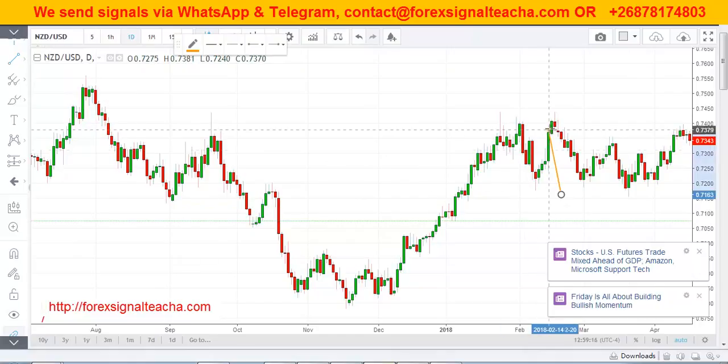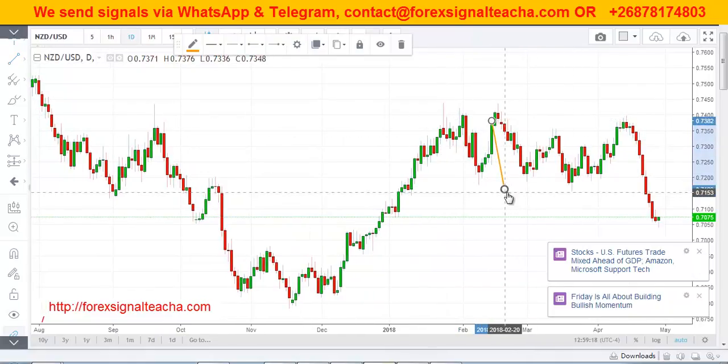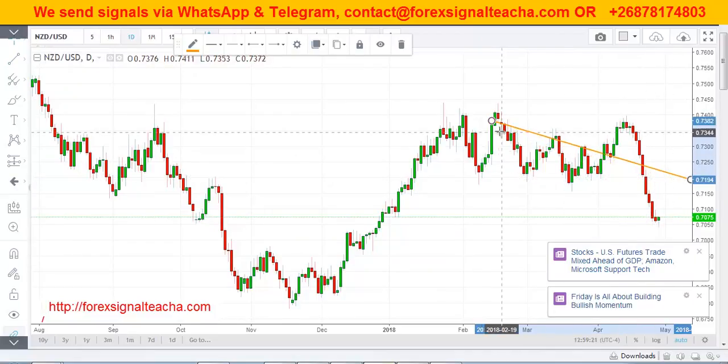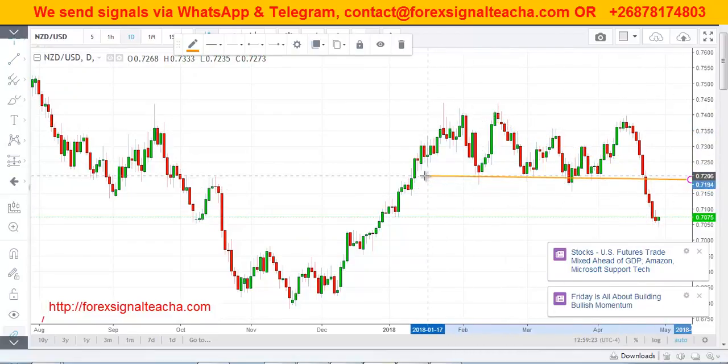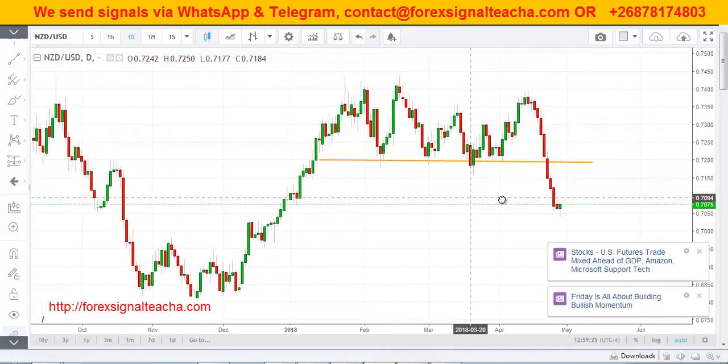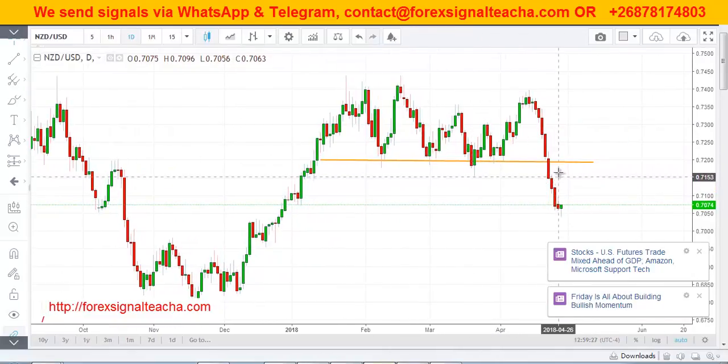So this is something also that I was following, this breakout here. Then I was waiting for it to retest, but it didn't retest, so I let it go.